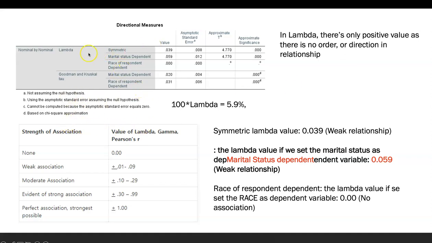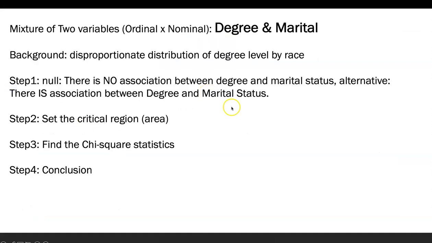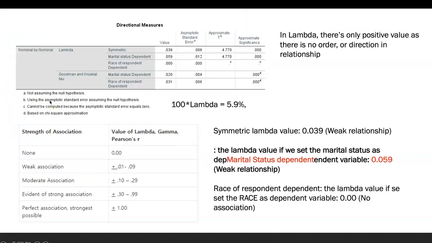If I say there is some direction in lambda, that will not be true. Also, the symmetric lambda value is 0.031, 0.039, a weak relationship based on this table. You will need to use this table as a standard whenever you measure the strength of a relationship. If we set marital status as the dependent variable, the lambda value is 0.095.